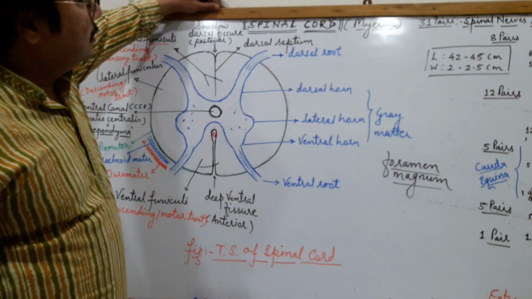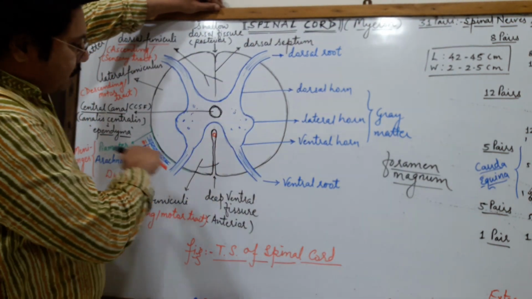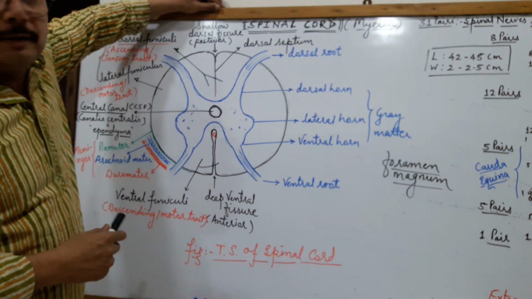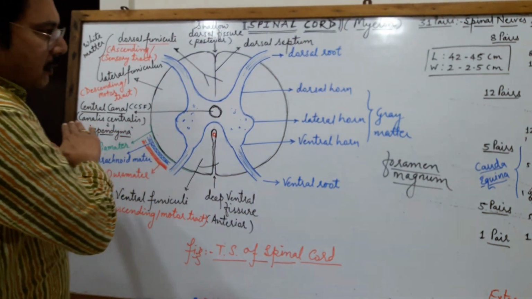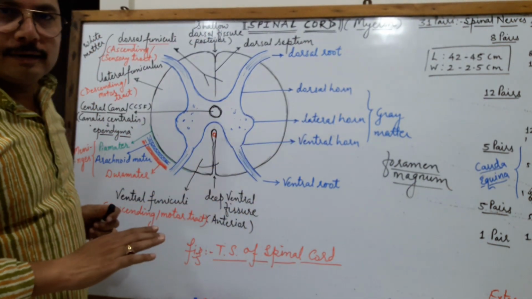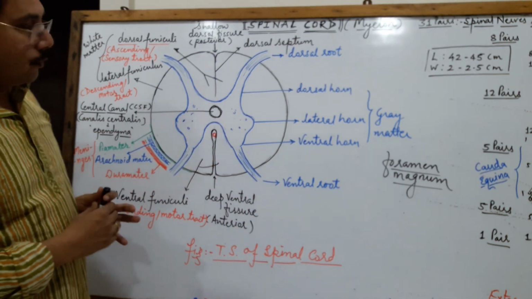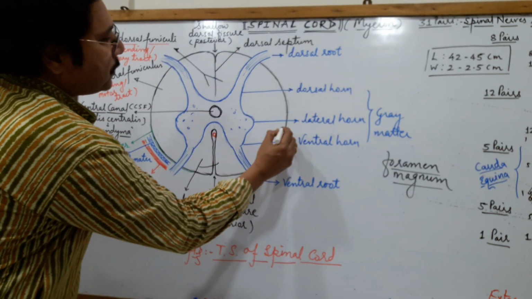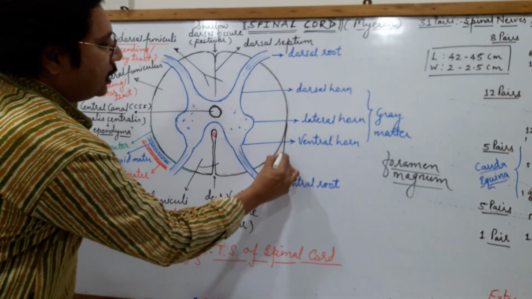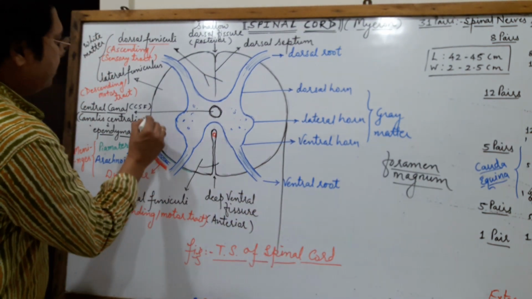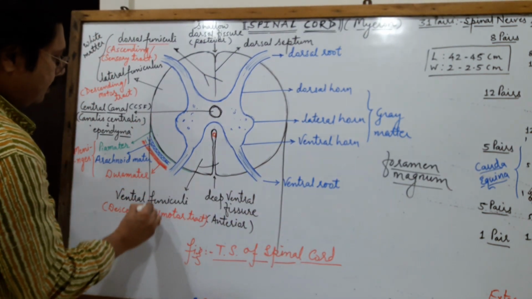Now the next part is the transverse section of the spinal cord. When we cut the spinal cord transversely, that is the histology of the spinal cord. You know the spinal cord is a tubular extension of the medulla oblongata.